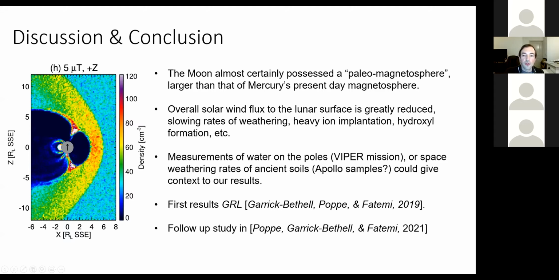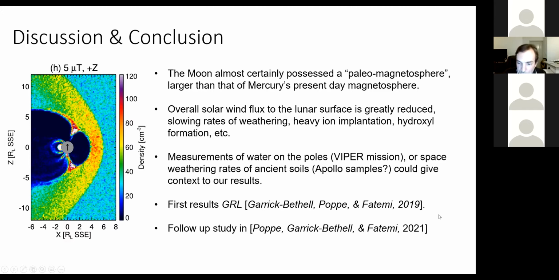We believe, almost certainly the moon possessed a paleomagnetosphere, and even larger than Mercury's present day magnetosphere. It's pretty easy to get this effect even with low paleo intensities of the field. And we can change the surface flux greatly, and we can slow down the hydroxyl formation. We can change where we think maybe water is getting created. And we're going to need more measurements of water on the pole, or we're going to need Chandrayaan-2 results to be fully analyzed to really interpret how this might affect things. And you can see some of our results here in our preliminary studies.